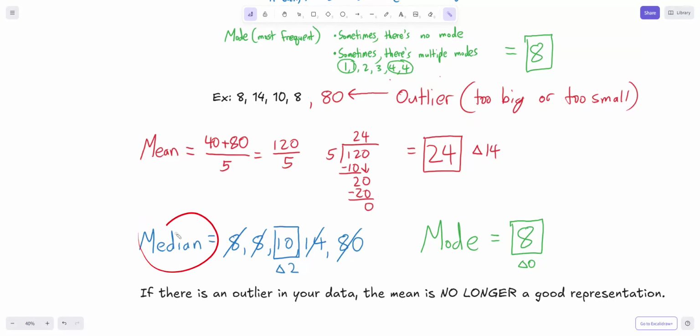Median always works. If there's no outlier, if this didn't exist, then all 3 measures of central tendency work. If there is an outlier, the median is better than the mean.